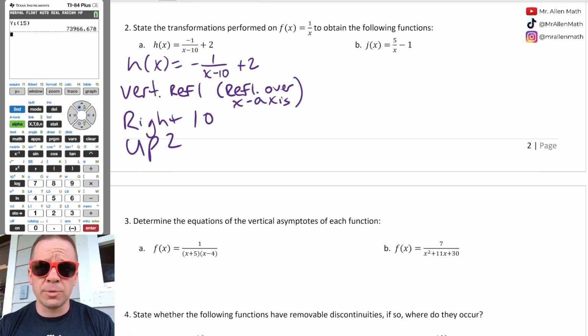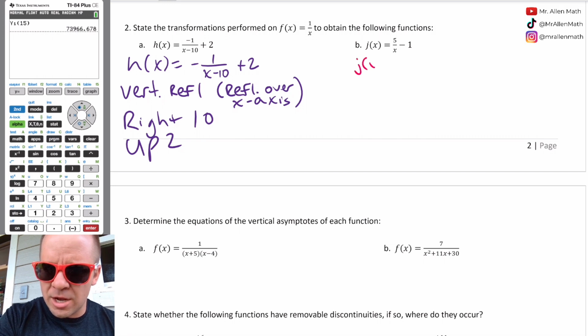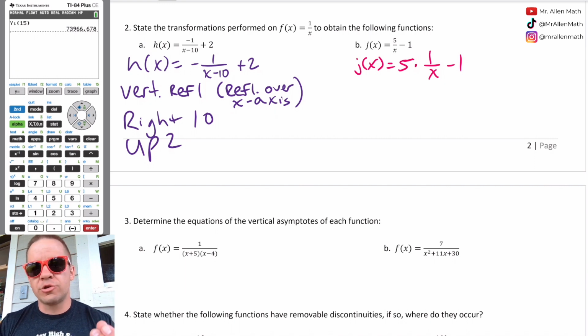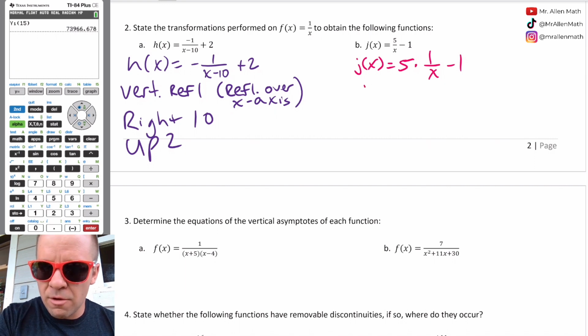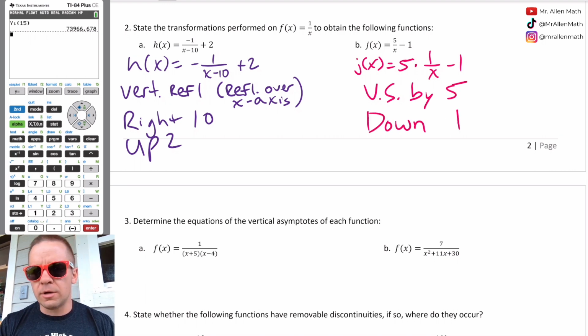All right, this next one here, that 5. Like I said before, it might be helpful to rewrite this as j of x equals 5 times 1 over x minus 1. Mathematically, that is still the same thing. Now we can see that it's a vertical stretch by a factor of 5, and then we're going down 1. Beautiful. In order to be in the function, it would really need to be in the denominator there with the x.